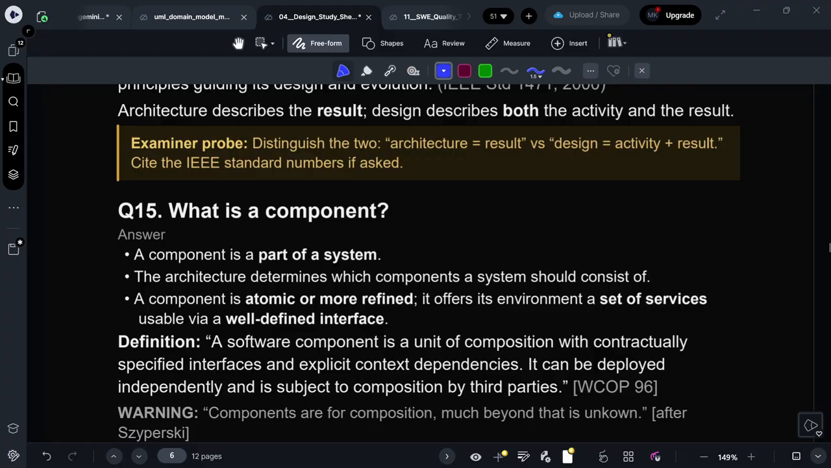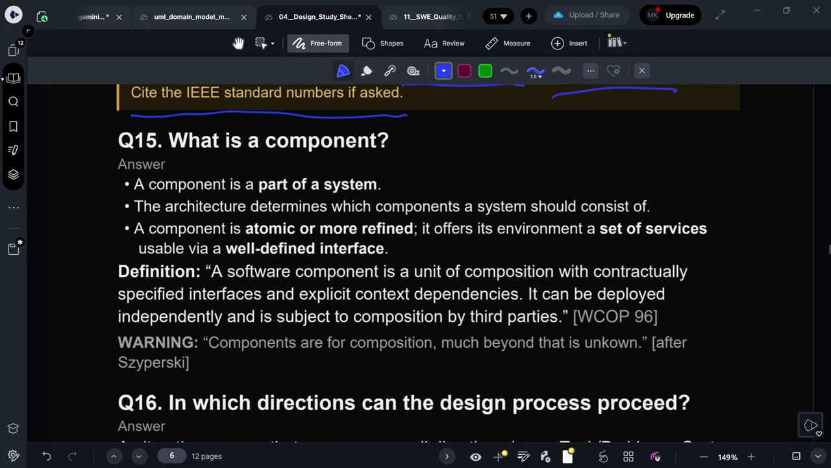So an exam probe could be to distinguish the two. Architecture equals the result, versus design equals activity plus result. So we need to cite the IEEE standard numbers if asked. Then what is a component? A component is part of a system. The architecture determines which components a system should consist of. A component is atomic or more refined.